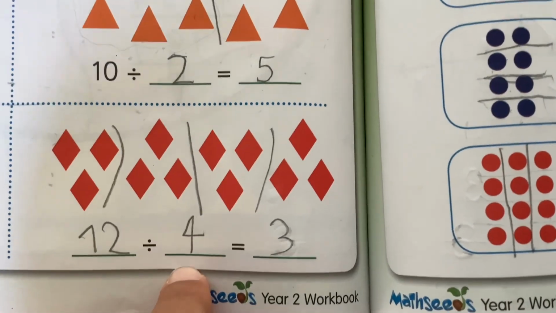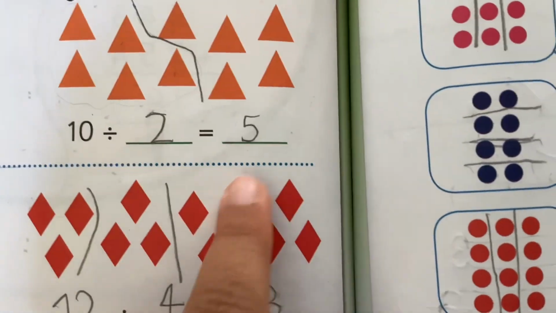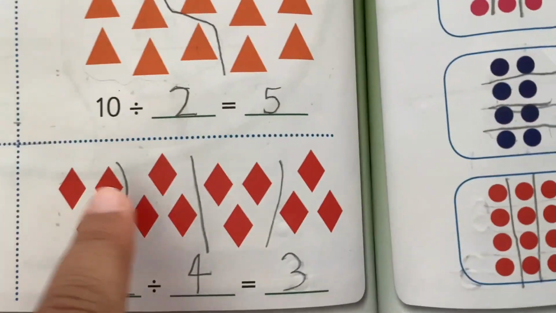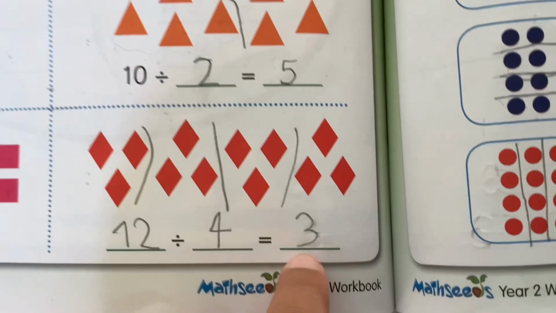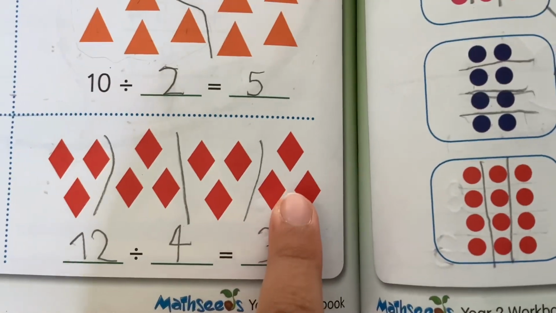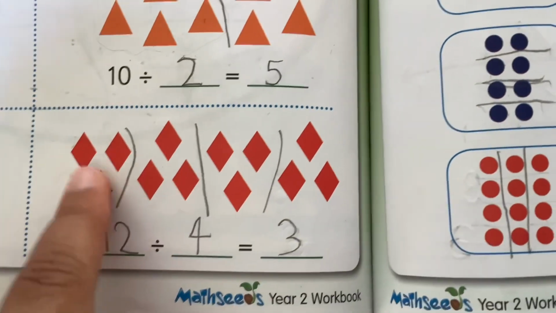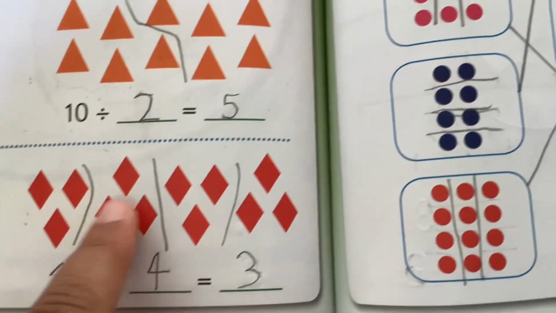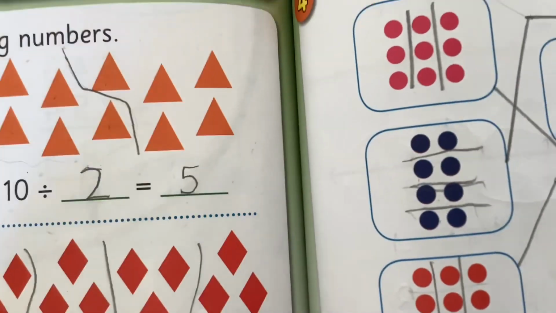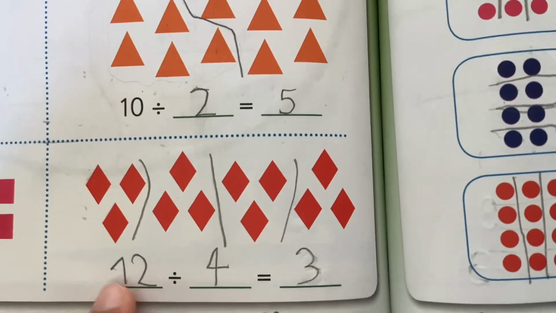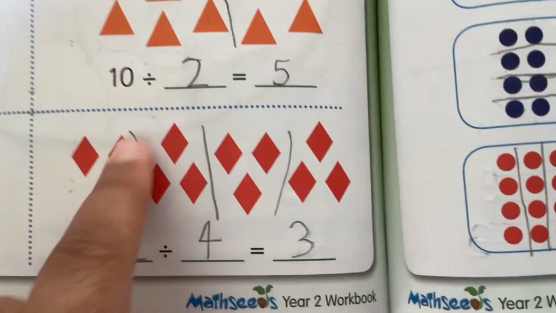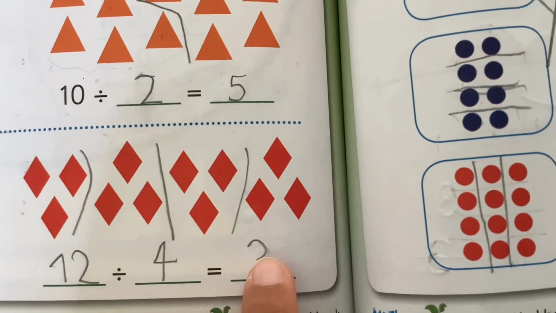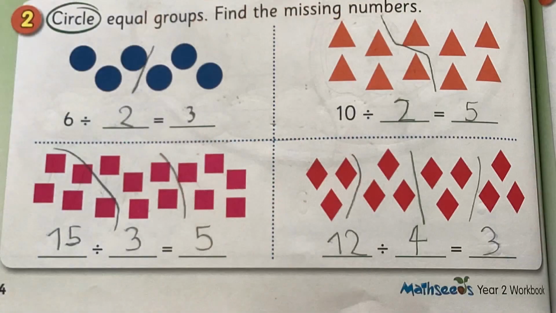and then I drew a line to show the groups, and I found there are 4 groups. And last of all, I found how many diamonds were in each group by counting them. I found that there are 3 diamonds in each group. So, 12, the number of diamonds there are, divided by 4, the number of groups there are, equals 3, the number of diamonds in each group.